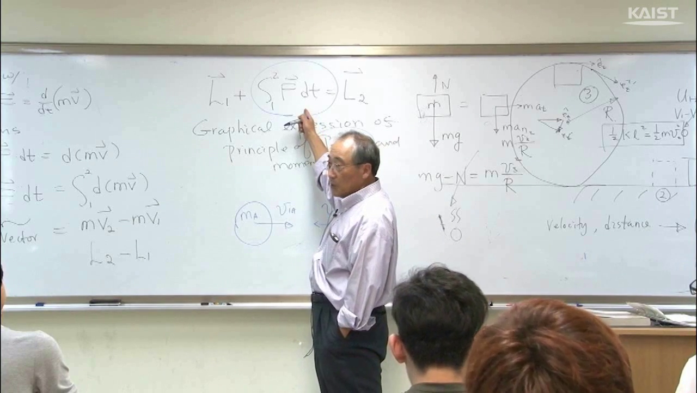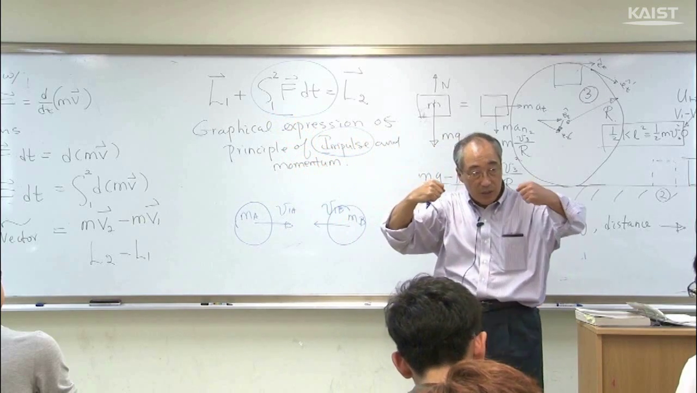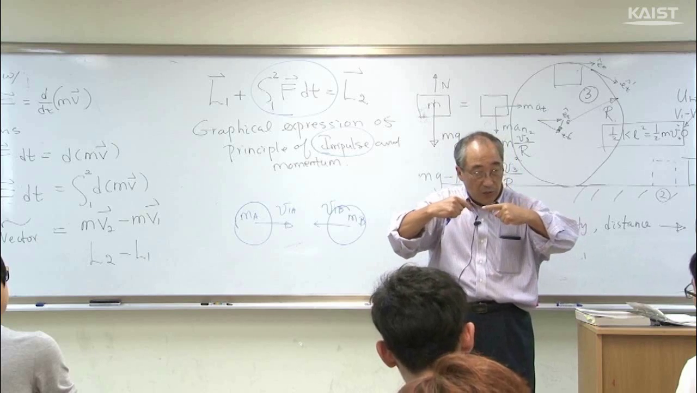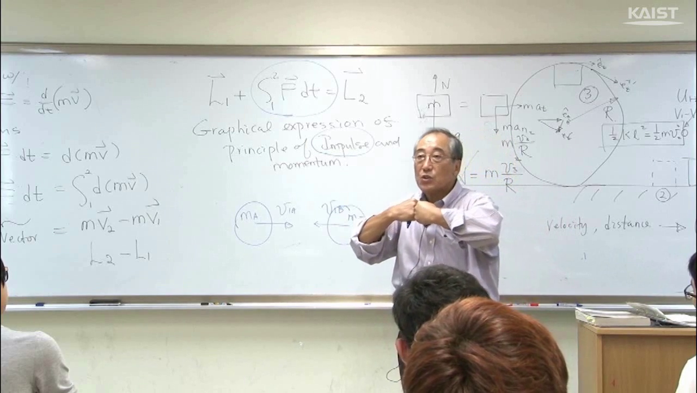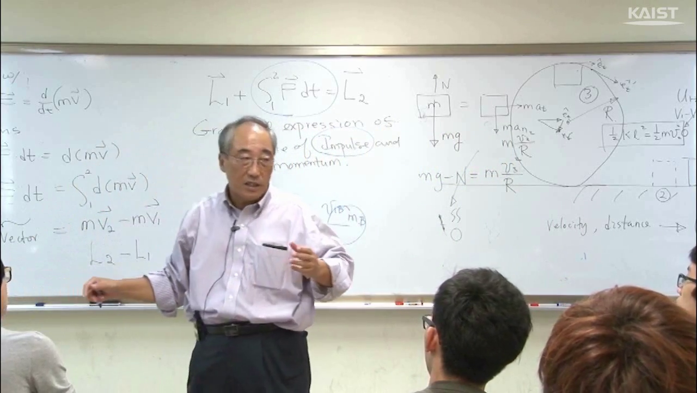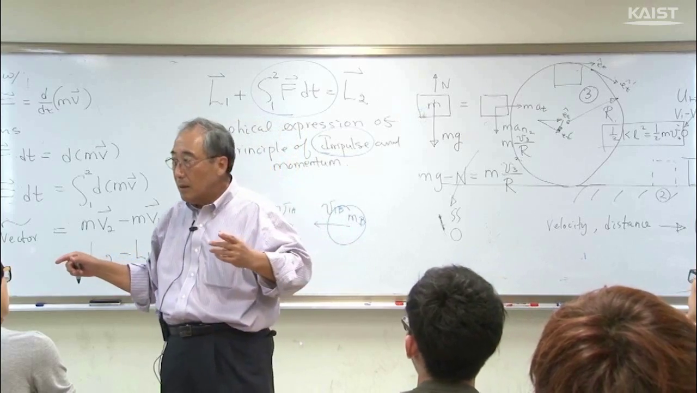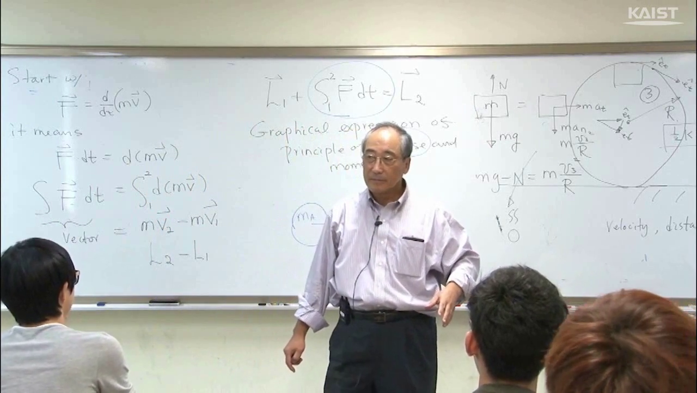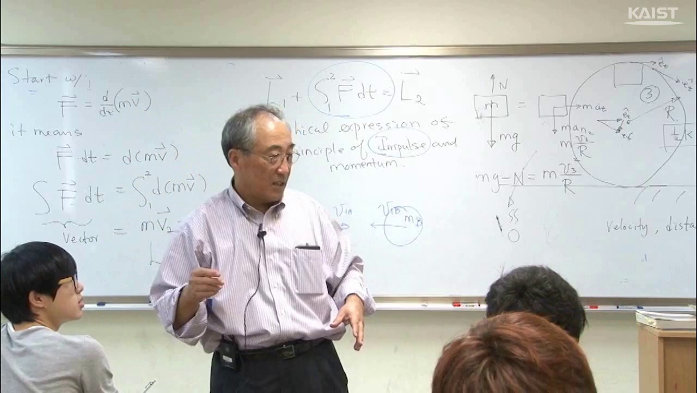In that case, what is the impulse in this system? When they hit each other, what is the F dt in this case? There are two forces, one in this direction and the other in this direction, and the time duration is the same. What is the resulting impulse?